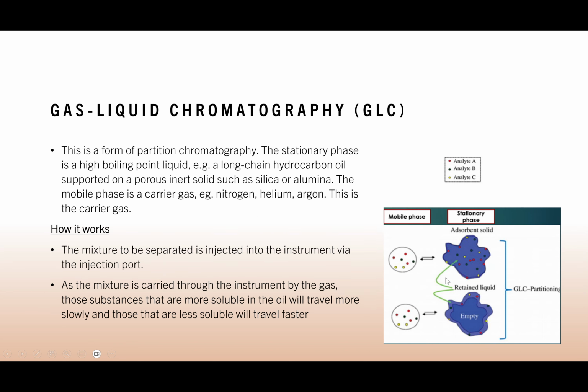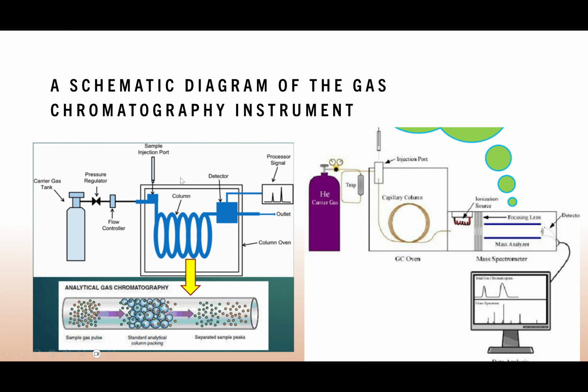So a schematic diagram of the gas chromatography instrument. So this is generally how it looks and how it works, right? So you push the gas through the stationary phase, and they are separated like that. Okay, and this over here on your right is an example of how it looks attached to a mass spectrometer in order to detect exactly which gas is coming out at what time.